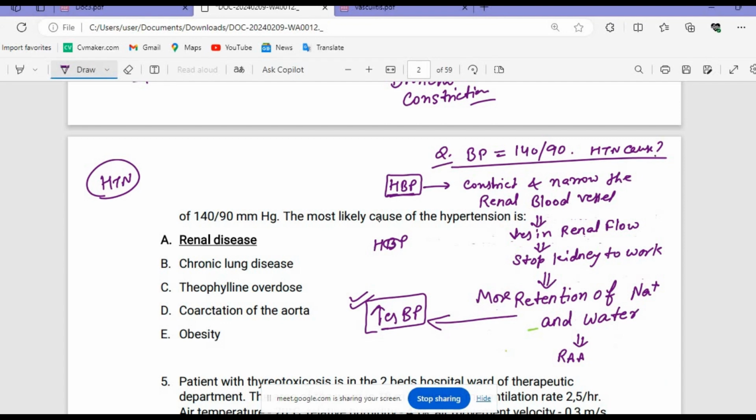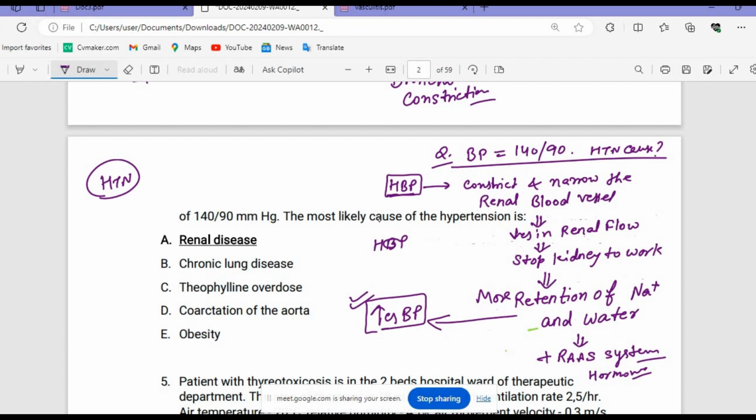See, there is a decrease, so more retention of sodium and water will activate the RAS system. If it activates the RAS system, it will release hormones, and all these further increase the blood pressure. So any kidney damage can be a cause of hypertension, and the vice versa is also possible. Hypertension is the most common, the leading cause of renal injury or kidney failure.